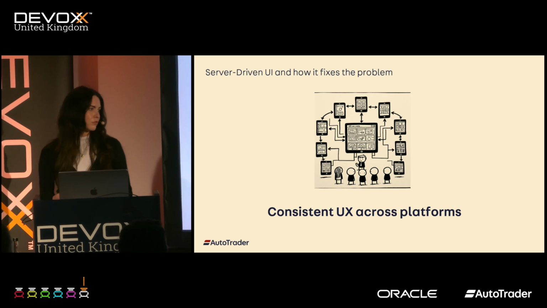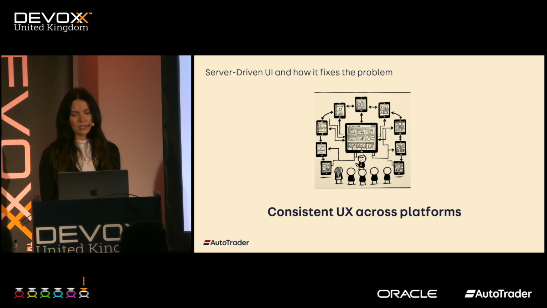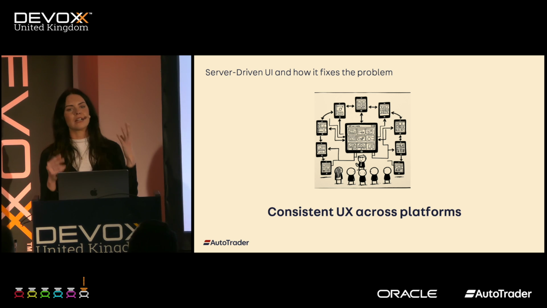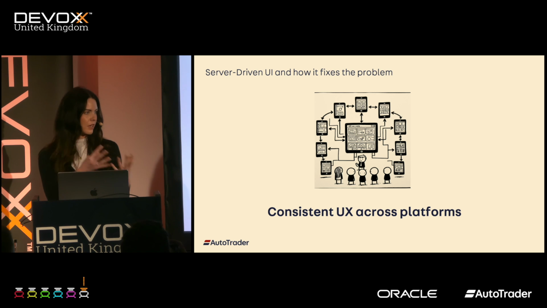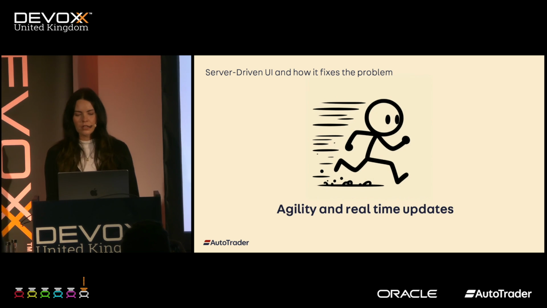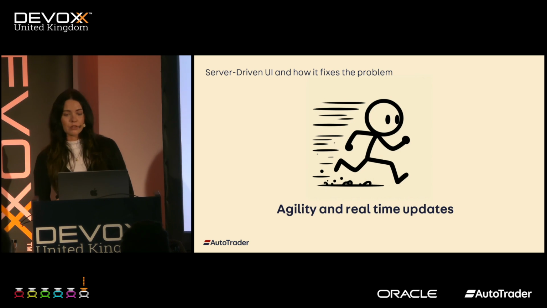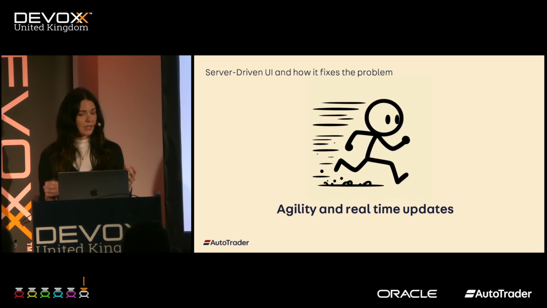So just a few mentions of how it fixes the problem. It means we've got consistent UX across both platforms. So iOS and Android are a lot more aligned now because they're operating from one source of truth. The dynamic changes to the UI without requiring updates are a big, big help as well.